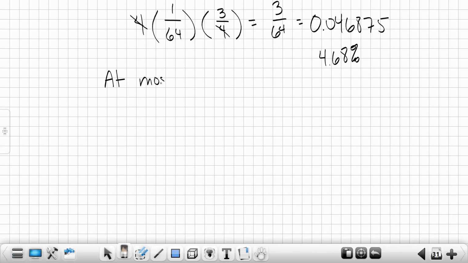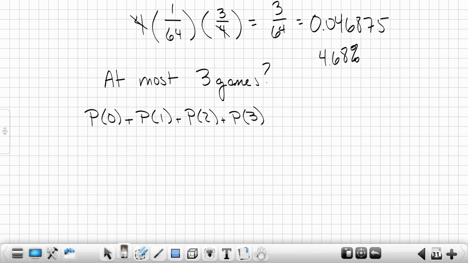So now it's going to be the same thing, but you put it instead of 3 or 4. All right, so at most 3 games. Now, these are mutually exclusive events. Could I win 0 games and also win 1 game? No. If I've won 1 game, I haven't won 0. Draws aren't happening. So we're going to do the probability of 0 plus the probability of 1 plus the probability of 2 plus the probability of 3. We're going to add these.